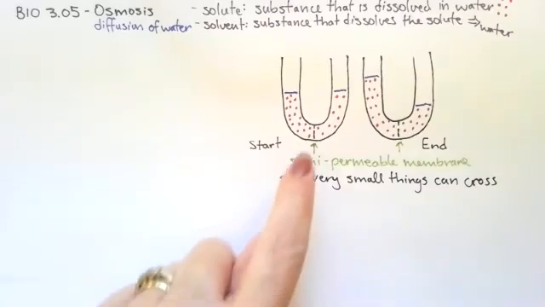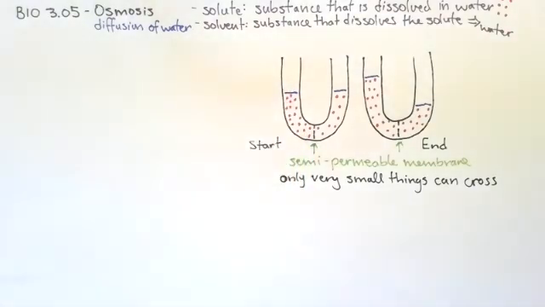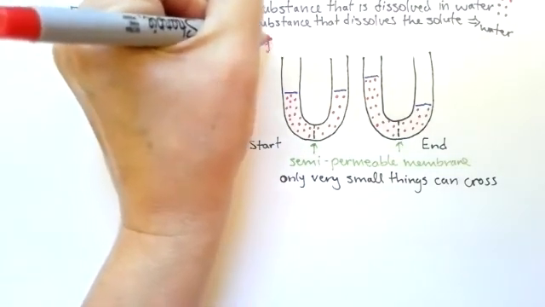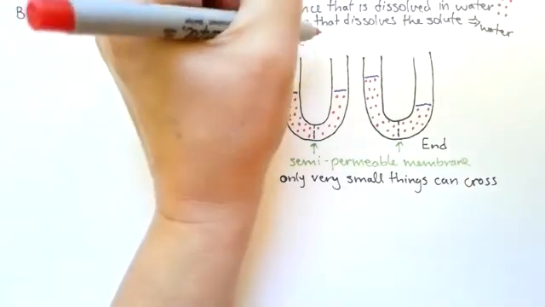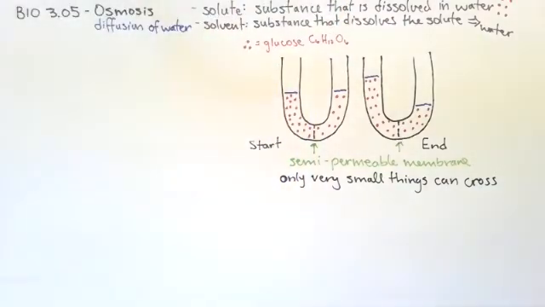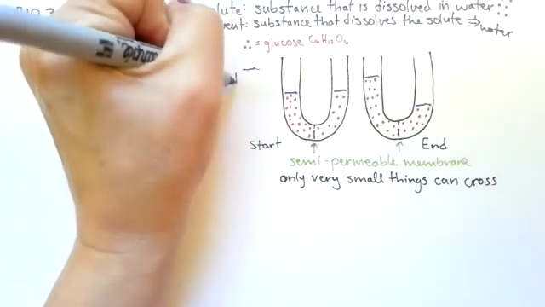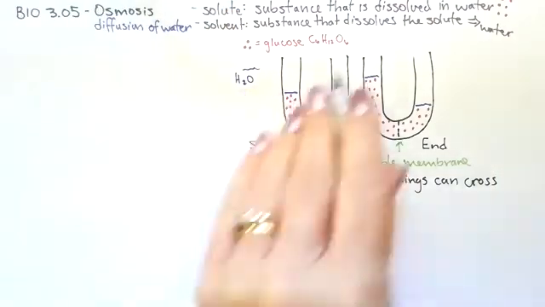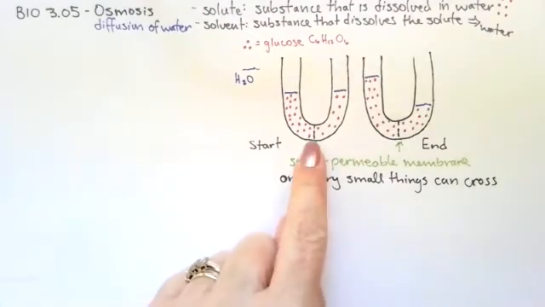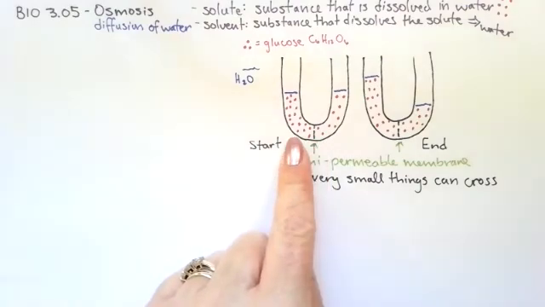So everything else that's represented here, let's pretend that these red dots are glucose. Think about the formula for glucose, C6H12O6. So there are 24 atoms. Think about something small like water. Our solvent is water. It has 3 atoms. Do you understand that water is much smaller than glucose? So water can cross this membrane, but the glucose can't.